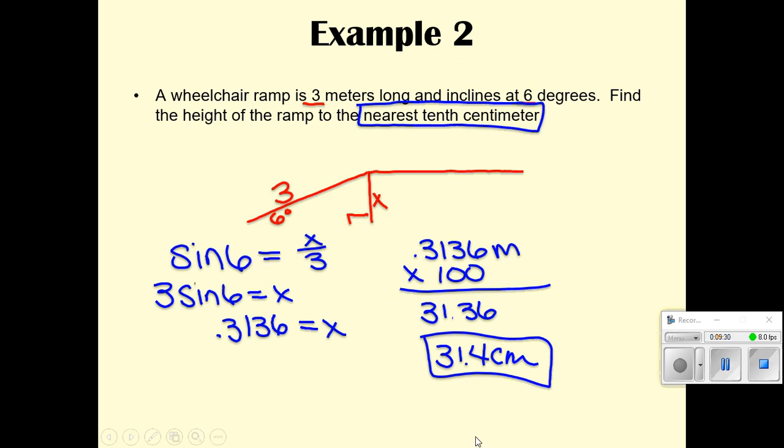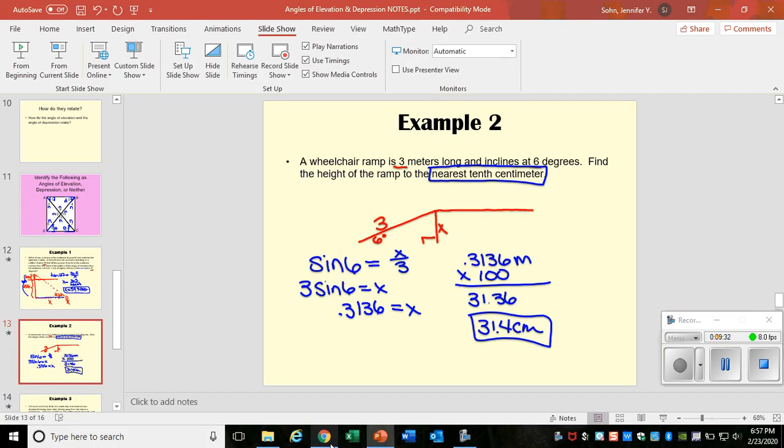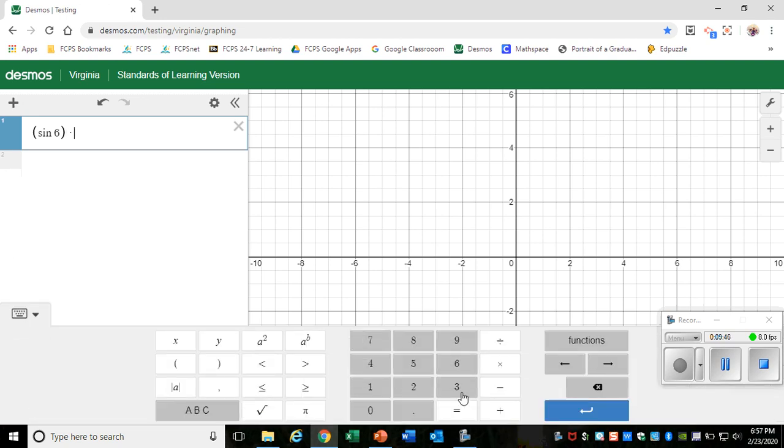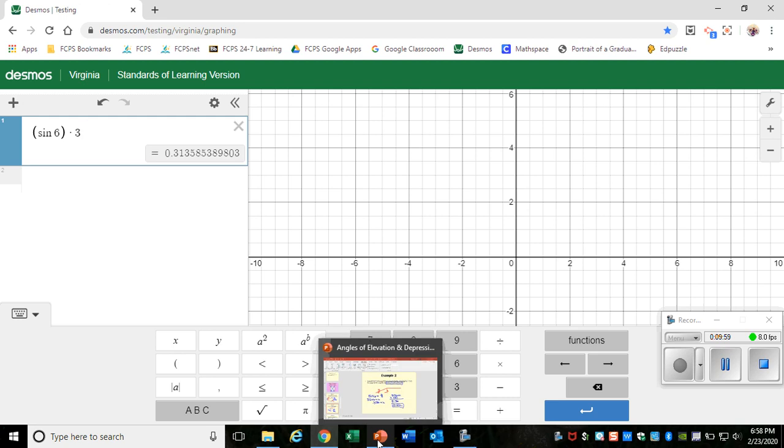And when you do this on Desmos, I want you to put parentheses around sine, so it doesn't multiply wrongly. If I don't do that, it's going to multiply 6 times 3, which is 18, and take sine 18, which you don't want to do. So you want to put parentheses around sine 6 and then multiply by 3. So everybody, please try that on Desmos.